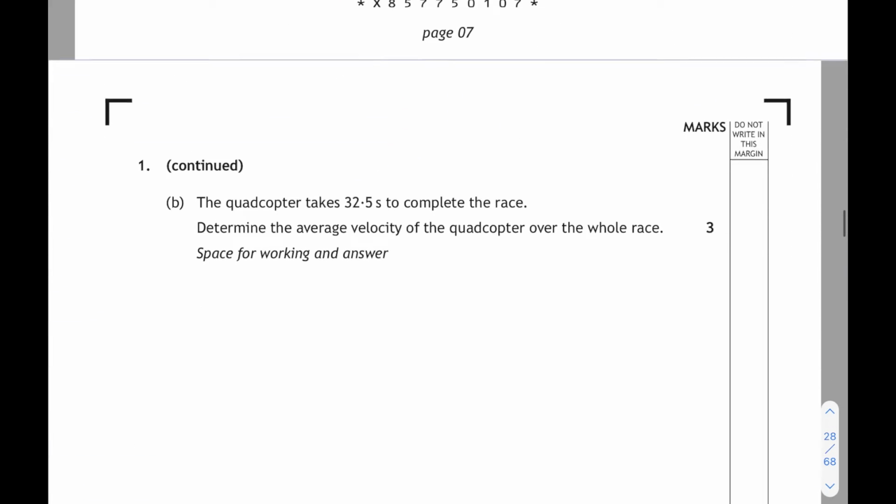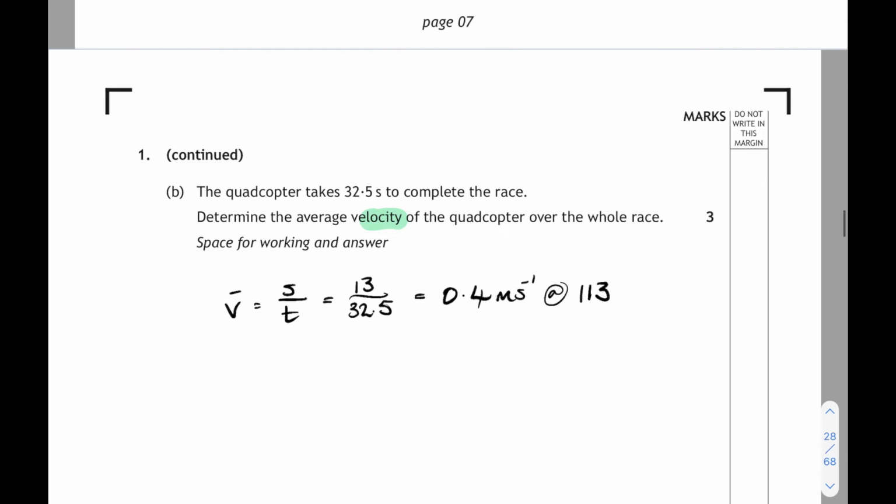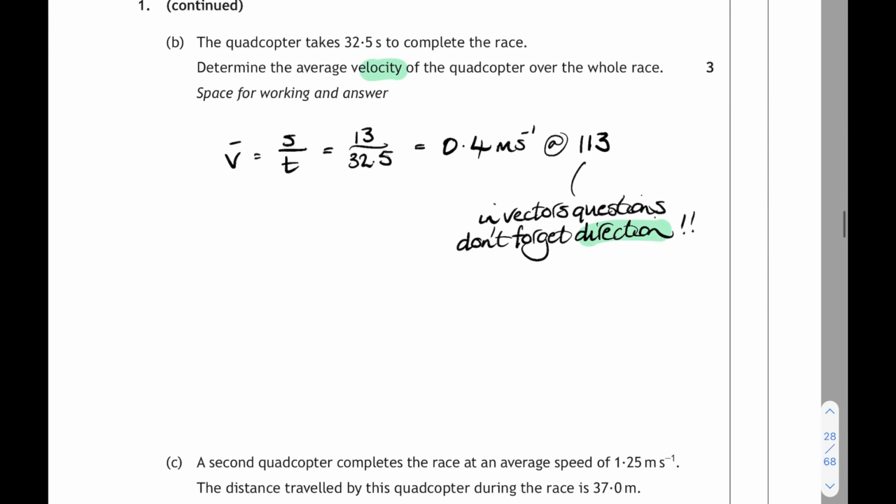Okay, pretty tough start. 1 part B, quadcopter takes 32.5 seconds to complete the race. Determine the average velocity of the quadcopter over the whole race. So if it's velocity, and this is a vectors question, we should really be saying velocity is displacement over time. Our displacement was the 13 from the previous part in the question, divided by the time, and if you do that on your calculator, you will get an answer of 0.4 meters per second. And because this is a vectors question, make sure you state the direction of the velocity vector as well. In vectors questions, don't forget about the direction.